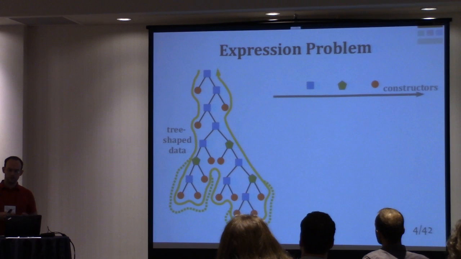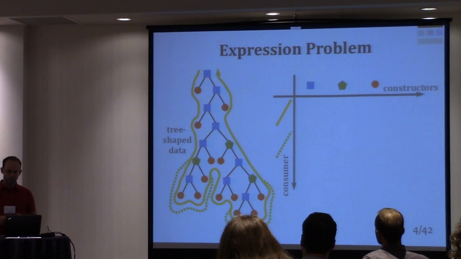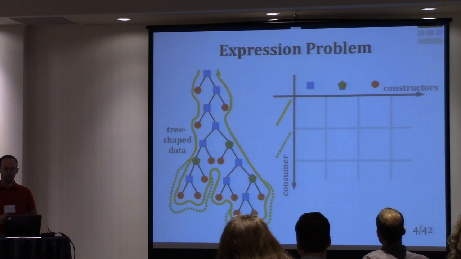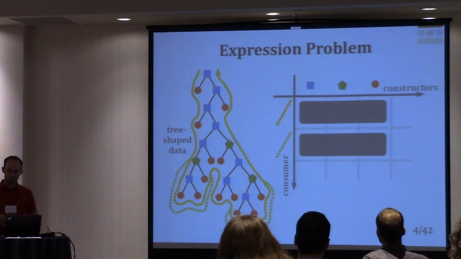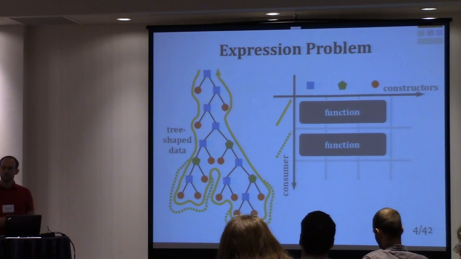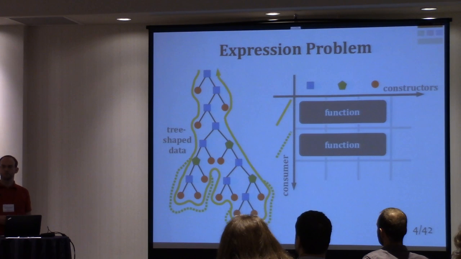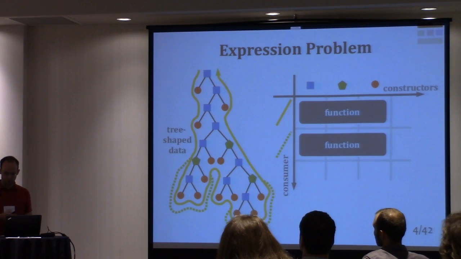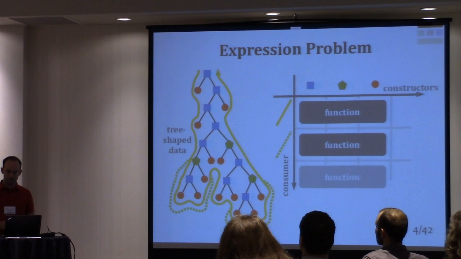One dimension is to add more constructors that can show up in your tree-shaped data. And the other dimension is to add more consumers, like more functions, what you want to do with it. And this gives rise to this matrix of possible decompositions for our program that consists of lots of consumption of tree-shaped data. So we could do this by consumer, and usually we would say these are functions, and this is often called a functional decomposition because this is what you can easily do in a functional programming language. And then you can extend it by adding more functions.